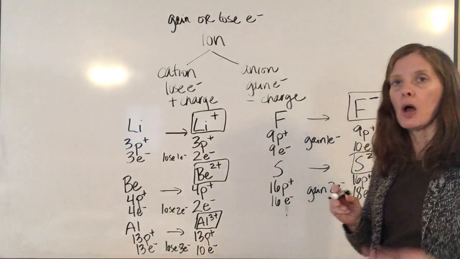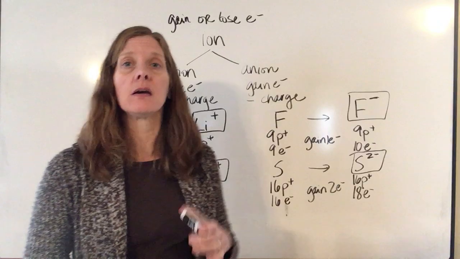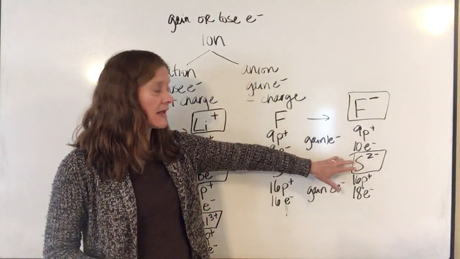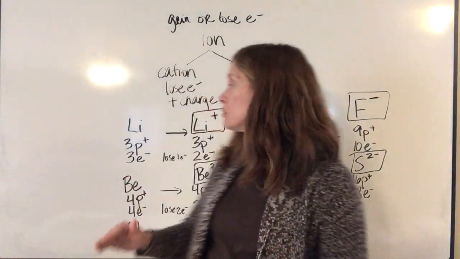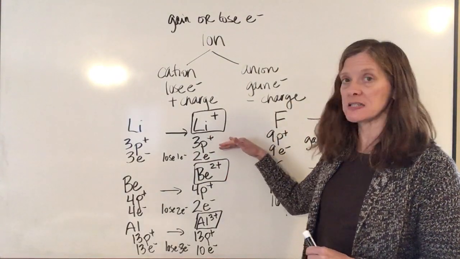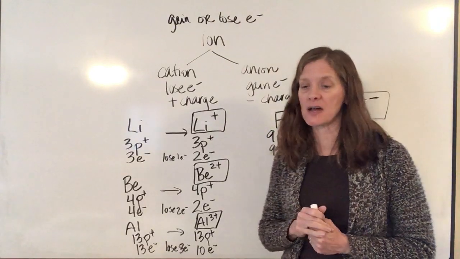Okay, so gaining electrons is actually gaining more negative charges, and that will give you a negative charge on the atom, and that is an anion. If you lose electrons, you're losing negative charge, so you have more positive than you do negative, and that will end up with a cation, which has a positive charge.